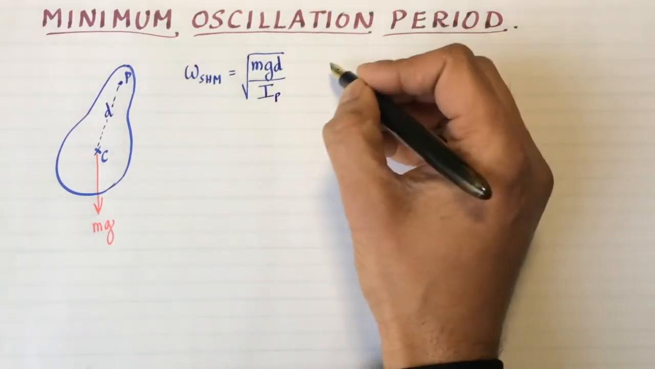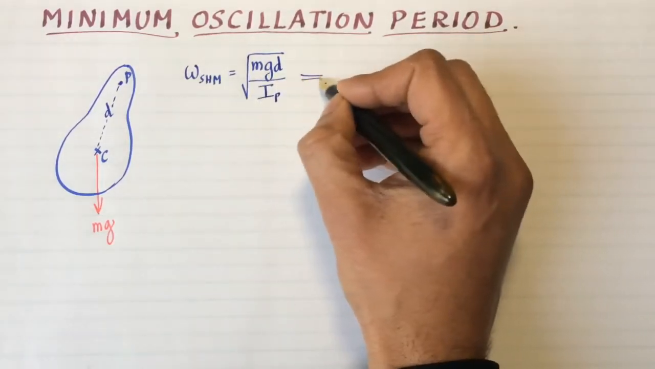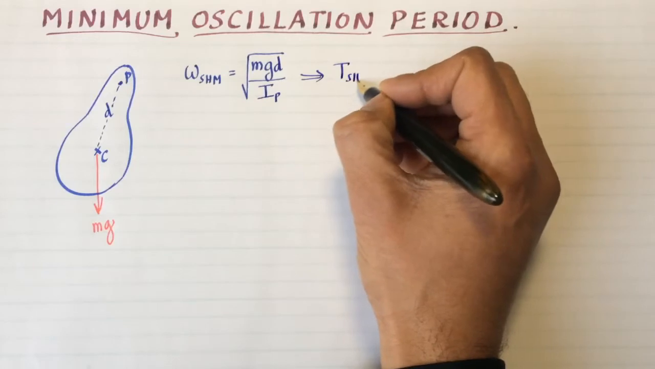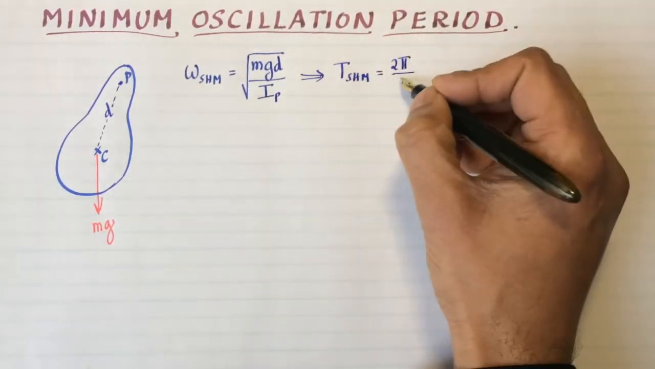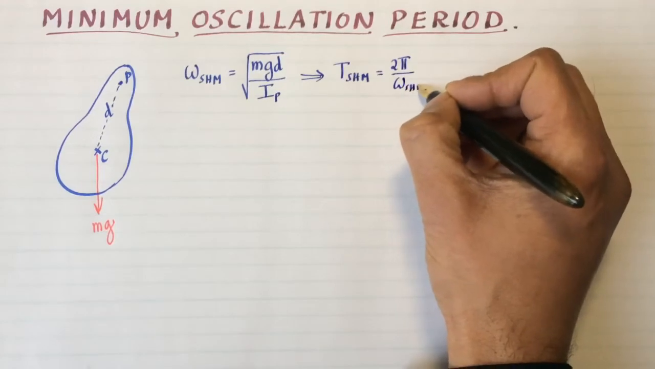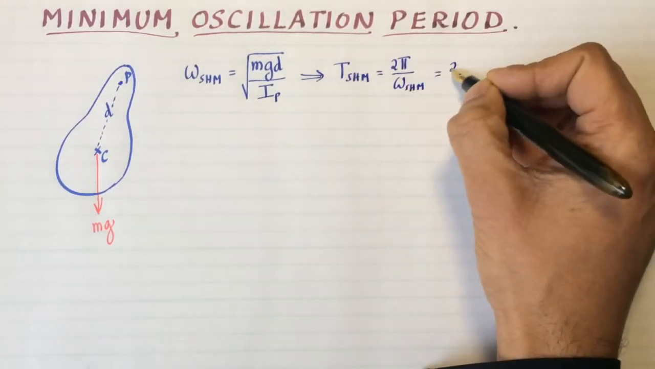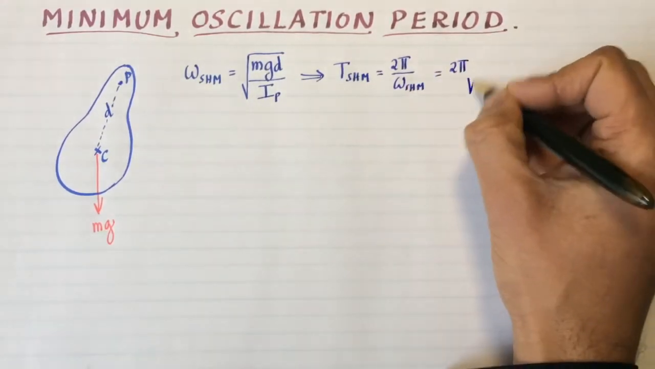Now from that, the period can be got. The period T simple harmonic is given by 2 pi divided by omega simple harmonic. So I can write the expression for the period.